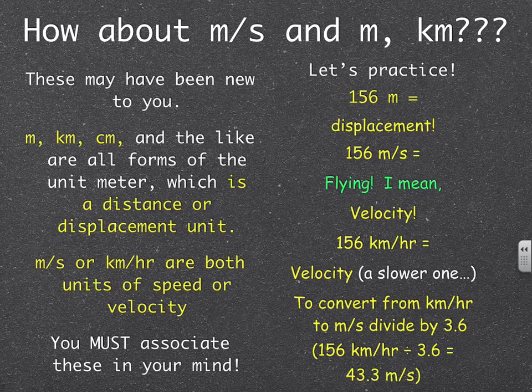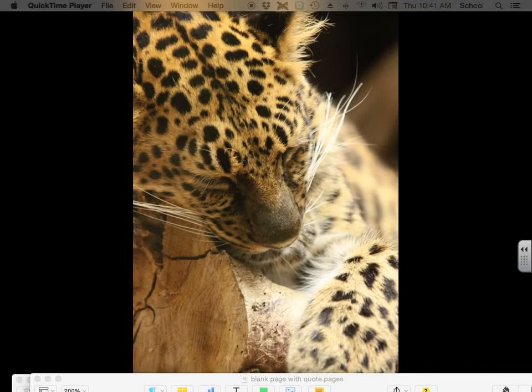You get 43.3. Now, is 43.3 smaller than 156? Yes. So if they're in the same unit, then you can compare them really easily. And you say, oh yeah, this velocity is way slower than that one. So it works out like that. We're going to stop here as far as that lesson goes, and we'll pick up with the rest of it tomorrow to make it super duper simple.